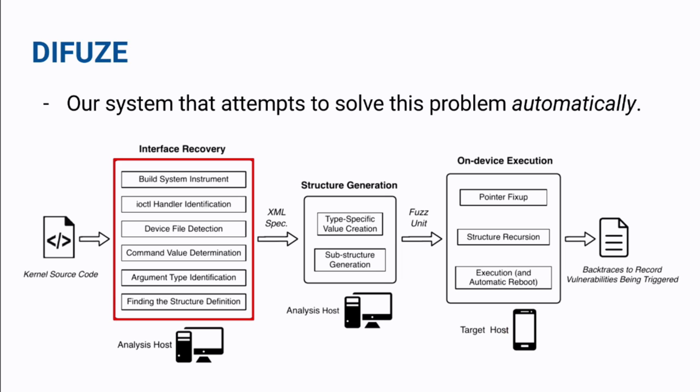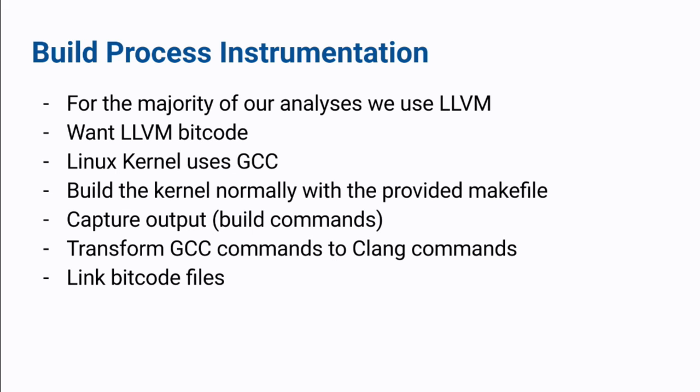The first part of interface recovery is build system instrumentation. The majority of our analyses use LLVM. What this means for us is that we want LLVM bitcode. This is a slight problem because the Linux kernel uses GCC to compile. There's actually an ongoing project to be able to compile the Linux kernel with Clang. Luckily for us, the issues they're having come into play very late in the compilation process, and it's actually fine: we can get to the stage where we can emit LLVM bitcode. Which is very nice for us.